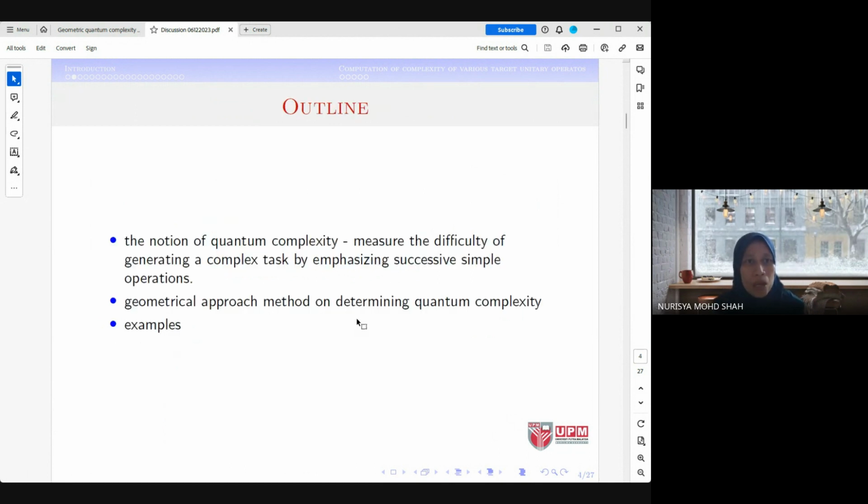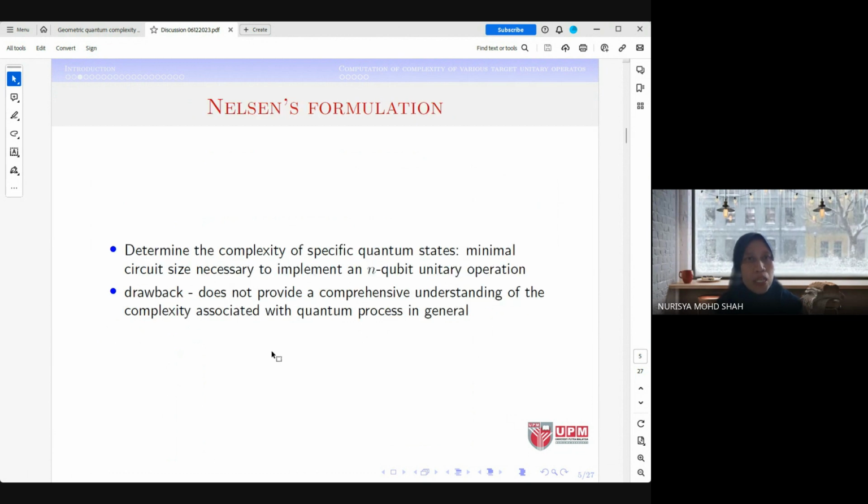The outline is they discuss the notion of quantum complexity, which measures the difficulty of generating a complex task by emphasizing successive simple operations, and then they emphasize the geometrical approach to determining quantum complexity. So the aim is looking at the complexity of the generators or the operators, in this case the unitary operators, where they can also compute the complexity bound. And they have provided several examples using the method.